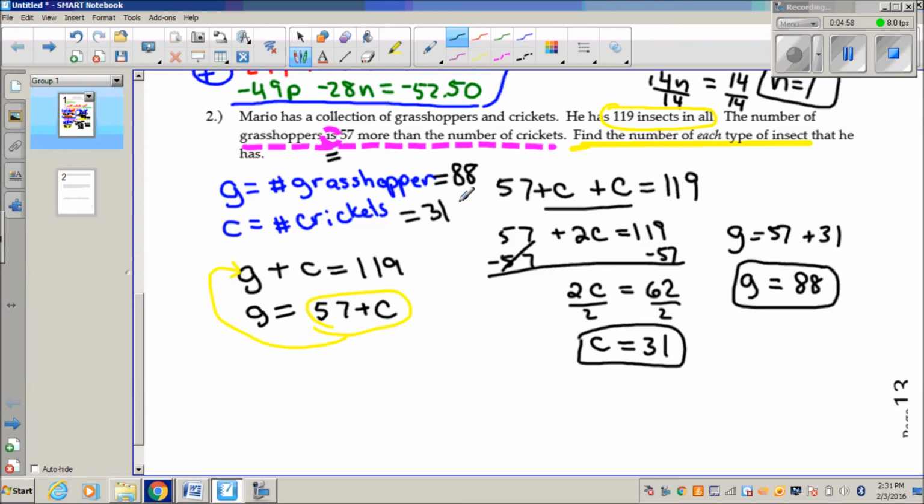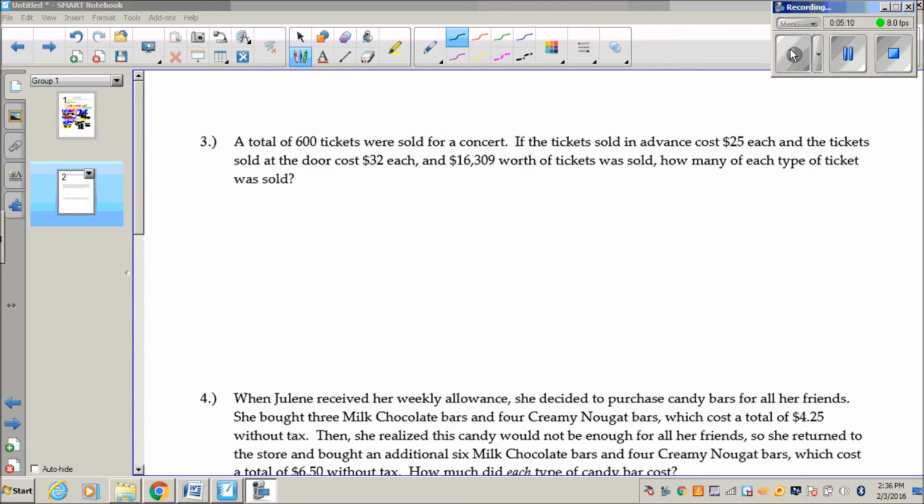Okay, so read through the problem a number of times. Define your variables first so you know what you're looking for. And then you go ahead and write two equations. Let's read through and start the next problem together, and then I'd like you to finish it on your own.